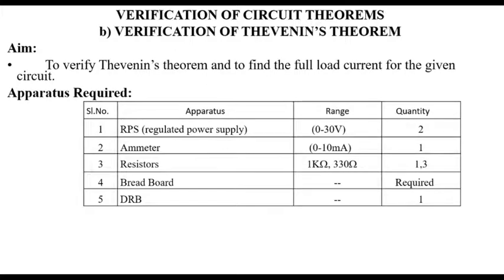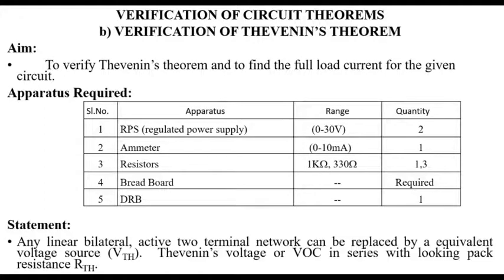Apparatus required: regulated power supply, which is a DC input, variable 0 to 30 volt, ammeter, and resistances as given in the circuit diagram, breadboard, and DRB, decade resistance box, which is a variable resistance. The resistance at serial number 3 is a fixed value. This DRB indicates the variable resistance. We can vary or keep any value in that box, which we call a DRB.